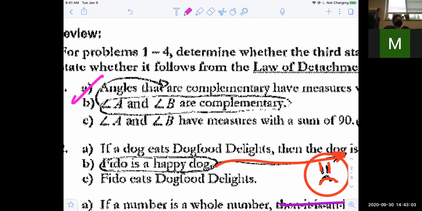Because this would be if-then: if two angles are complementary, then their measures add to 90. So here are two angles that are complementary. Therefore, that statement applies to those angles. For detachment, remember it should be an if-then in the first spot, and then the second spot needs to be an example of the P, an example of the hypothesis. Okay. Complementary angles.